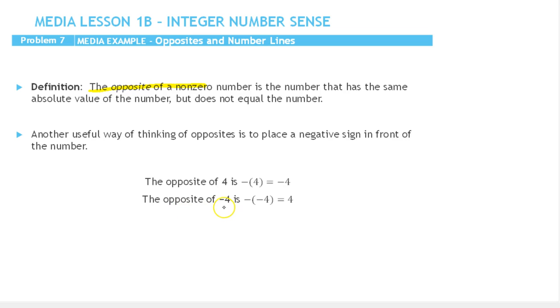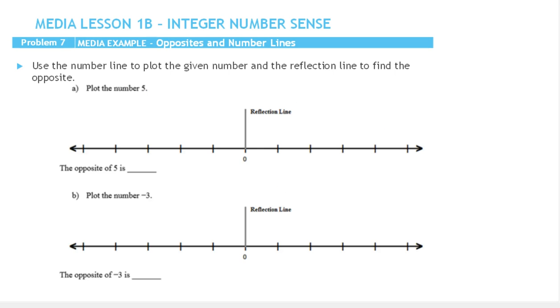The opposite of negative 4, now here we're thinking of this as the number negative 4, so the opposite of negative 4 would be the number 4, just like here the opposite of 4 is negative 4. So this notation can get a little confusing, but you'll make sense of it quickly, and we're going to see that there's some easy ways to visualize this and also simplify these problems. So let's look at some examples.